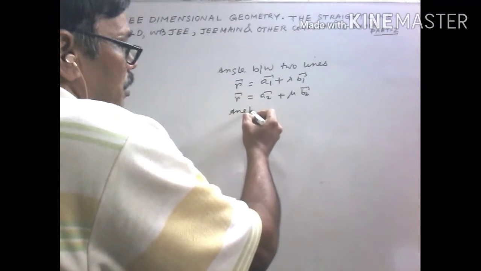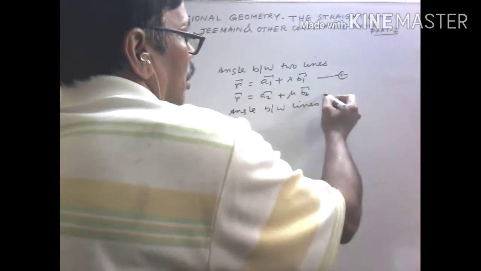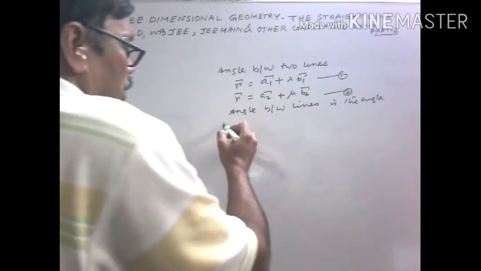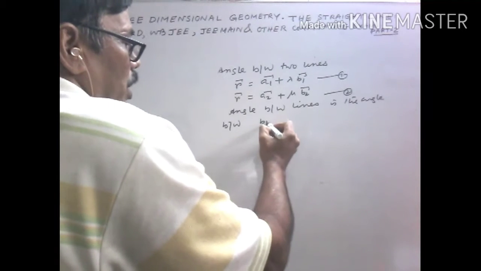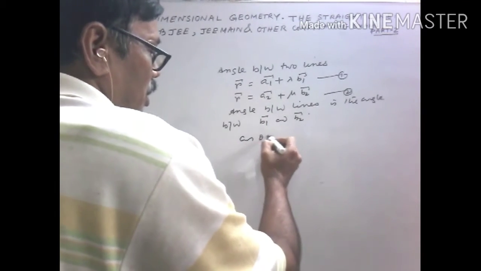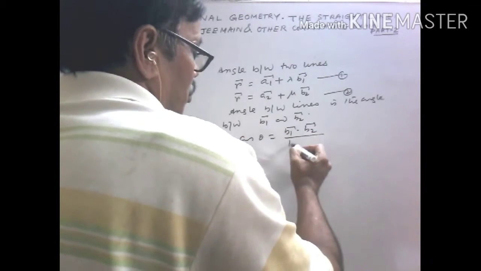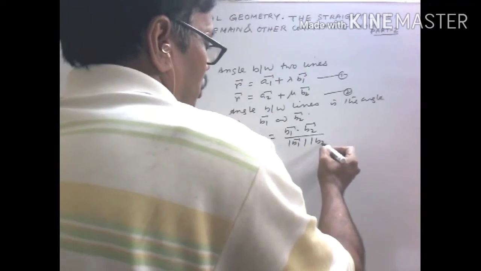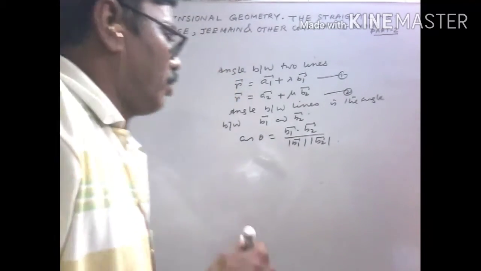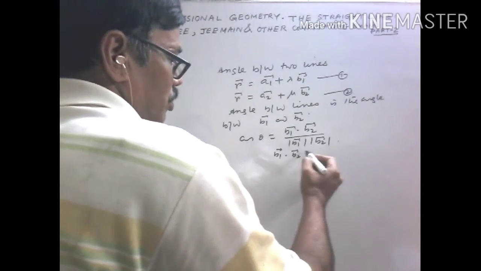So angle between lines is the angle between b1 and b2. Therefore, cos theta equals to, we know from dot product, (b1 dot b2) by (mod b1 mod b2). So if two lines are perpendicular, then we know b1 dot b2 equals to 0.